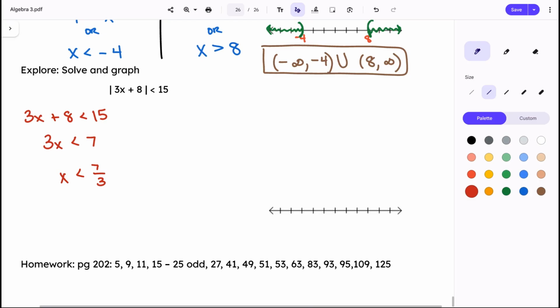Opposite side of greater, plus greater than negative. Good. Subtract 8 again. This time, though, it's now 3x is greater than negative 23. We divide by 3. Again, I'm just going to leave that as a fraction.